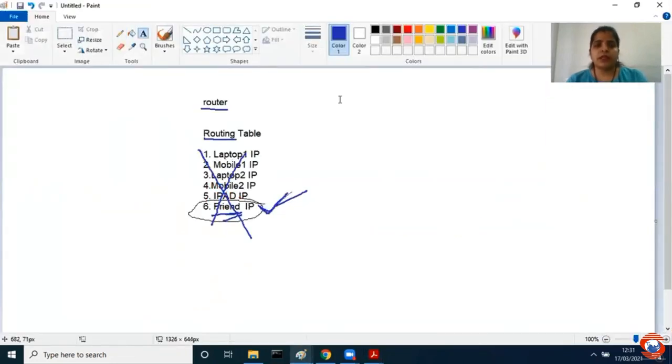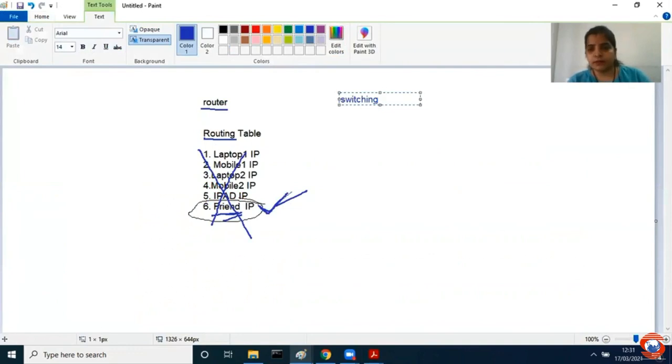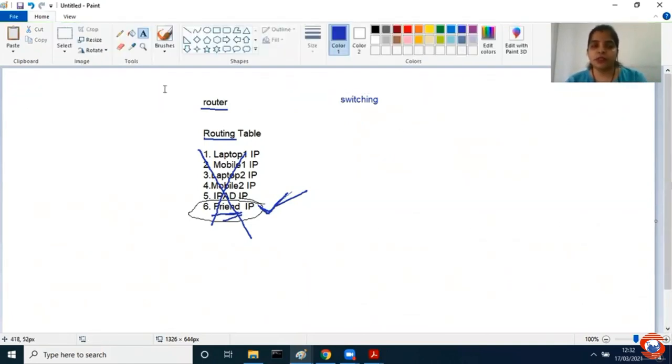Now, do you remember yesterday I explained the concept of switching? What is switching? Finding the best path, right? Switching means finding the best path. When you talk about finding the best path, that is called switching. So who does this? The router does. Finding the best route is the job of your router.